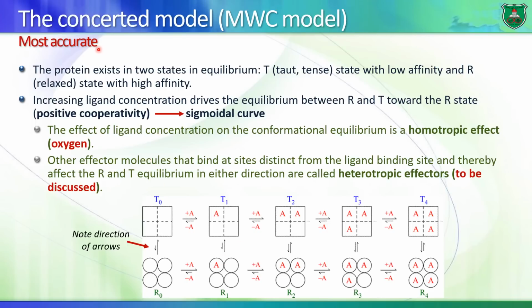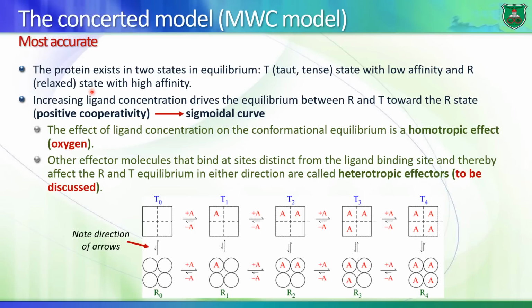One model is known as the concerted model. Concerted meaning that it's rigid, that is either T or R, and that's it. This model appears to be more accurate than the other model that I'll talk about in a second. What it says is that hemoglobin exists in two forms. We have a T form, the low affinity state, and we have the R form, or the relaxed form. T stands for taut or tense. And the R form is the one with the high affinity state.